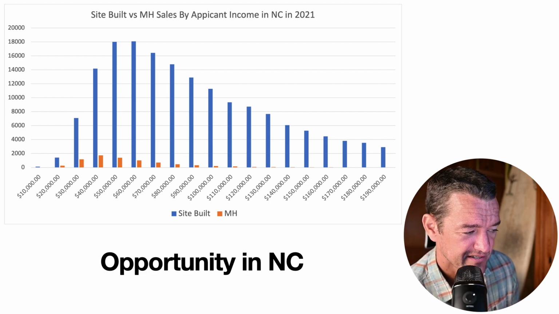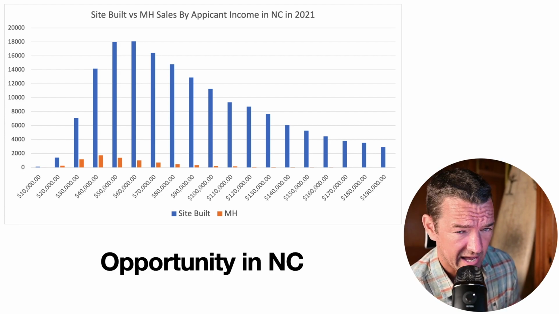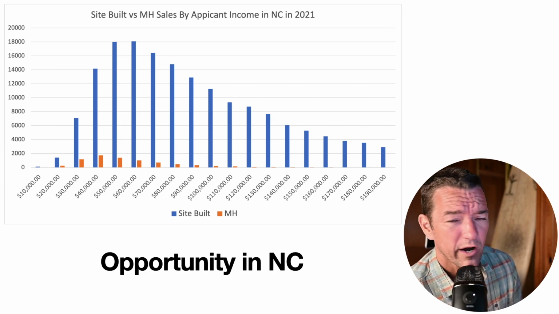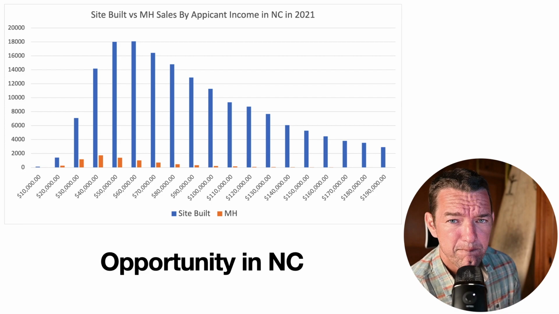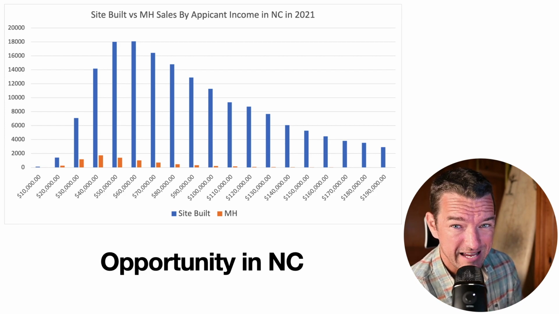And keep in mind, this is the same in every single state. I could look at Texas. I could look at New York. I could look at Montana. I could look at Tennessee. I could look at California. And wherever you go, the biggest income bracket for manufactured housing is still a tiny fraction of the site-built homes sold in that same income bracket.